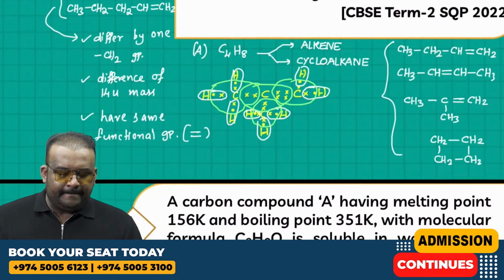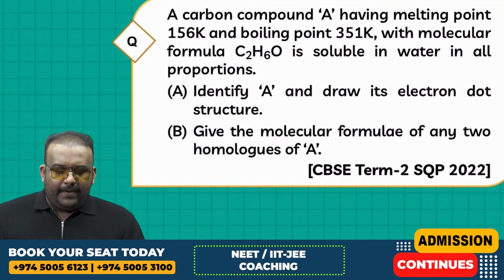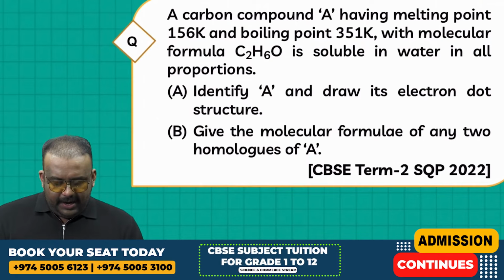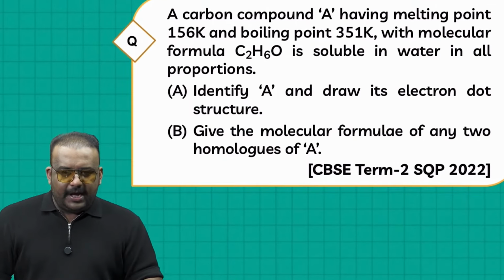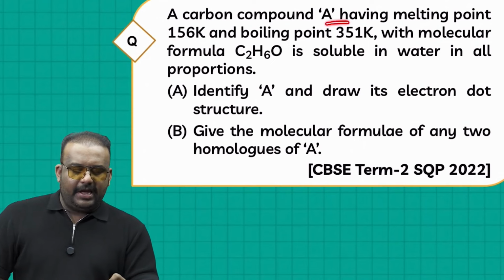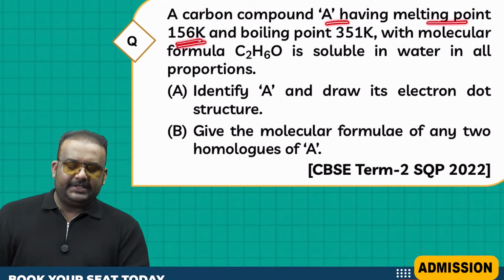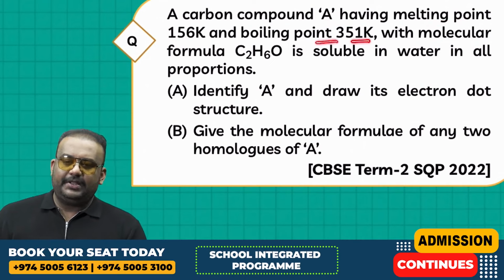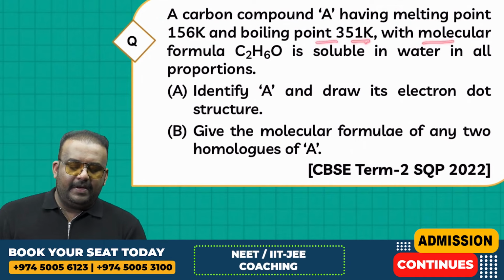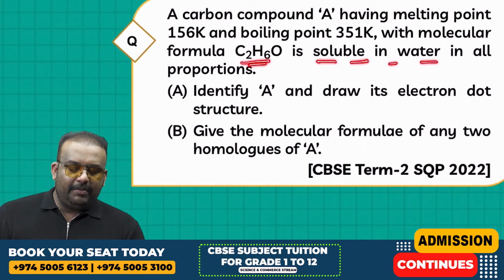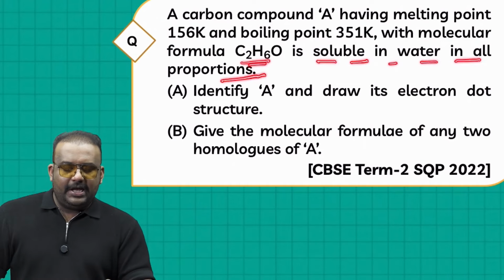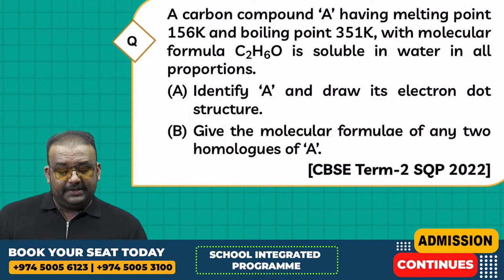Perfect. Now, let's go to the next question. A carbon compound A having a melting point of 156 Kelvin and a boiling point of 351 Kelvin, with molecular formula C2H6O, is soluble in water in all proportions. Identify A and draw its electron dot structure. So that's the first part.